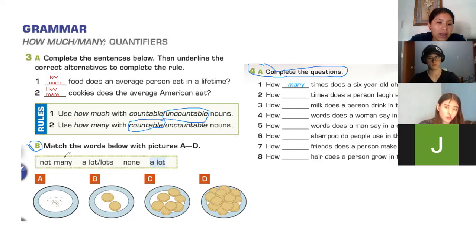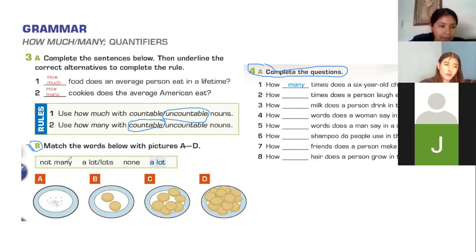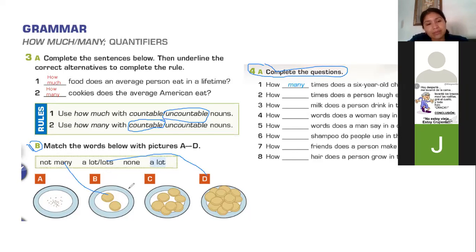So number one, not many. A, B, C, or D? B. Okay. A lot or lots? D. Mhm. None. A. Very good. And a lot, again? C, right? Very good. Okay, now let's go to the exercise for A. Number one, it's already answered.